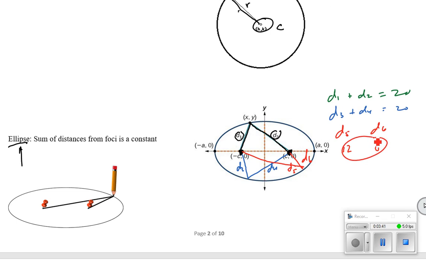For any 2 points, any point on here, the distances from these two are a constant. It's like if you took a string and tied it in 2 places and stretched it out here with a pencil and began moving the pencil around, the shape you would get would be an ellipse. If the string is 20 inches long, then every point over here, the sum of those 2 pieces would be 20.